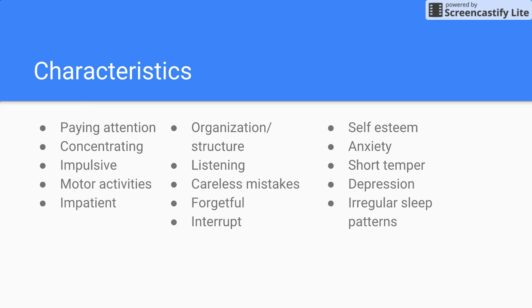I'm going to go over the main ones, but as you can see here on the list, there's plenty of different ones. Mainly, though, we're going to be seeing difficulty paying attention and concentrating in class, as well as difficulty dealing with organization and different structure that the teacher may be requiring. And finally, students are also going to have a lot of trouble not interrupting during the class and, again, dealing with structure in order to help counteract that interruptive behavior.